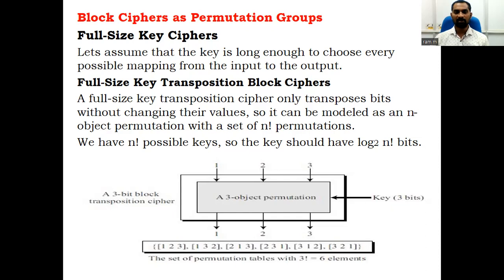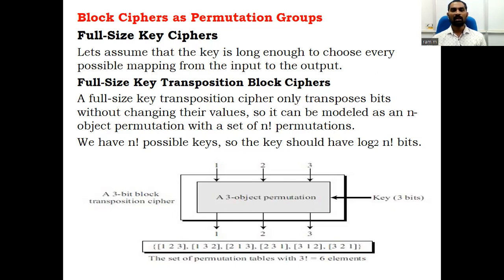Full size key ciphers. We'll consider full size key transposition block ciphers as well as full size key substitution block ciphers. For example, consider a full size key transposition block cipher. A full size key transposition cipher only transposes bits without changing their values. So it can be modeled as an n object permutation with n factorial permutations. We don't change the values, we are going to change the positions. So the number of possible permutations, we can consider as n factorial.